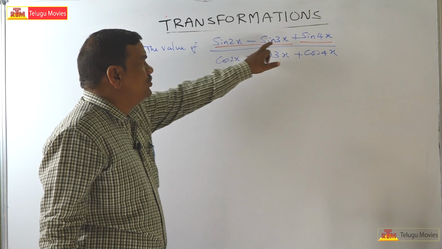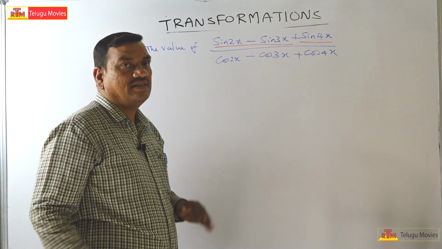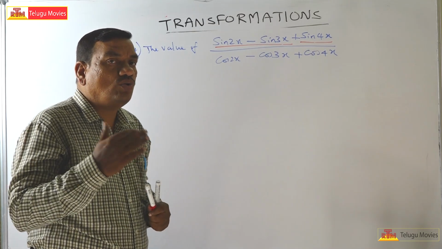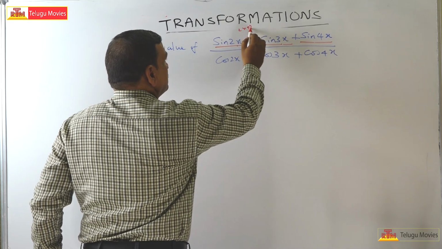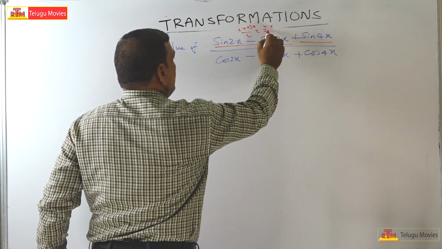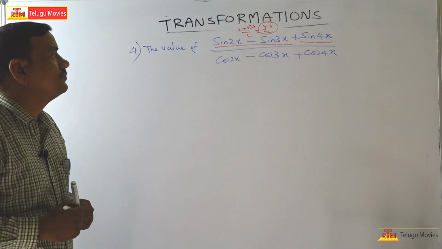If I combine the first two, what happens? You see here, sin c minus sin d. Sin c minus sin d formula, 2 cos c plus d by 2. C plus d by 2 means what? 2x plus 3x by 2, that is equal to 5x by 2. 5x by 2 means you are getting some fraction.